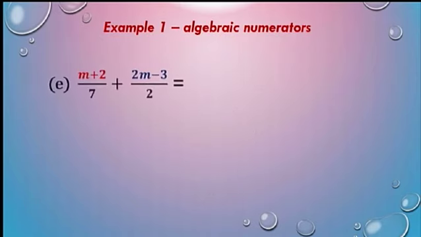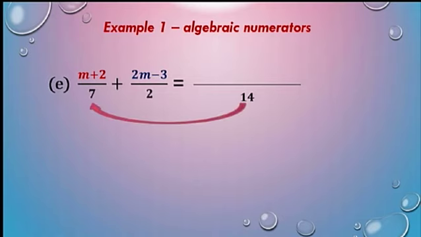Another example, we have m plus 2 over 7 plus 2m minus 3 over 2. The LCM of 2 and 7 is 14. 14 divided by 7 is 2. We multiply it with m plus 2. Then 14 divided by 2 is 7. We multiply it with 2m minus 3.